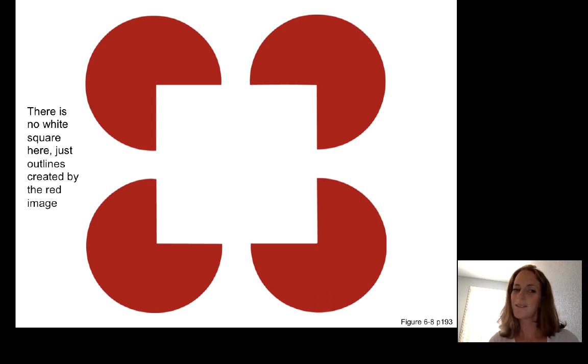There is no white square here. There's only outlines created by the red image. So if I say the word Pac-Man, those of you who have played the Pac-Man game may now start to see these red dots, not as being covered up by a white square, but as Pac-Mans on the corners.